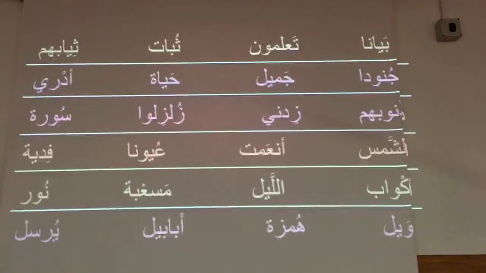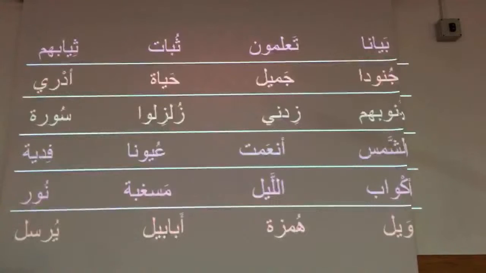The next one, noon with a dhamma, nice and easy: noor. Again, noor. The next example, waw has a fatha: wail. The next one, ha has a dhamma: humaza. Even in that word, the mim will be smiley, empty mouth, and the za will be empty mouth. Again, humaza.